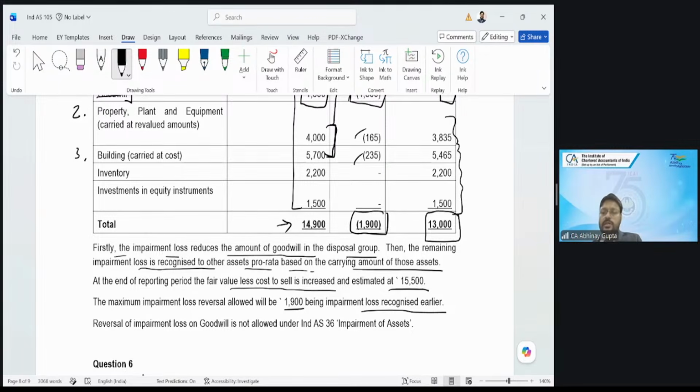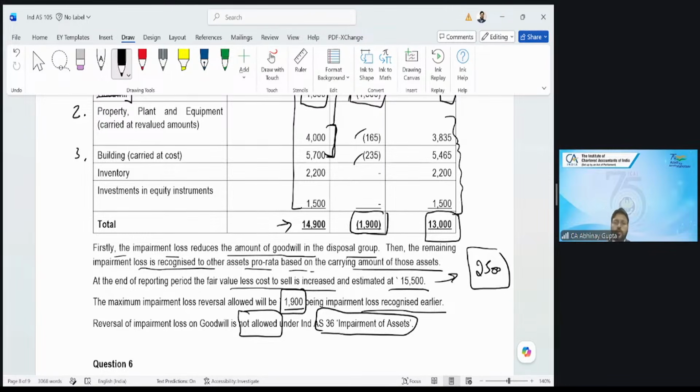But now how much reversal is required in this question? So 15,500 minus 13,000, so 2,500, right? Although the fair value less cost to sell is coming higher as compared to the original loss recognized, 1900, we will restrict it up to 1900 only, right? And reversal of impairment on the goodwill is not allowed under Ind AS 36, impairment of assets. Now, whatever the question has asked for, the solution is completed over here, right?